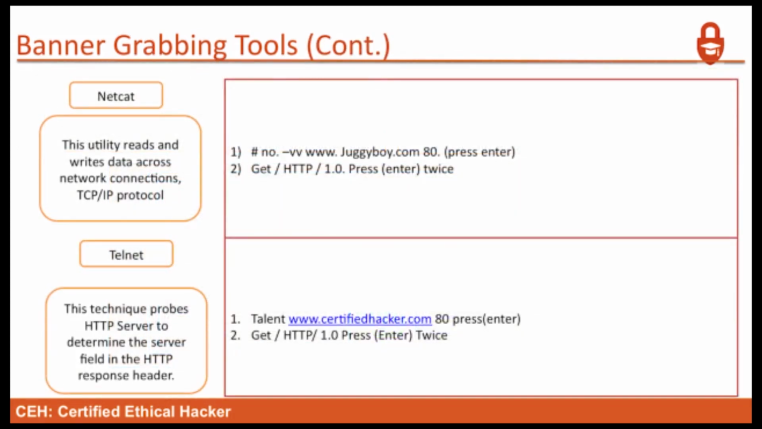So banner grabbing tools continued. Netcat, very big program for lots of different things. The problem with Netcat is that it's considered a hacking tool. So if you try and download and install Netcat on a system with AV, it'll flag it as a virus. And then also Telnet. So Telnet, the client, not the server, you can telnet to a port and it'll give you the same banner information.